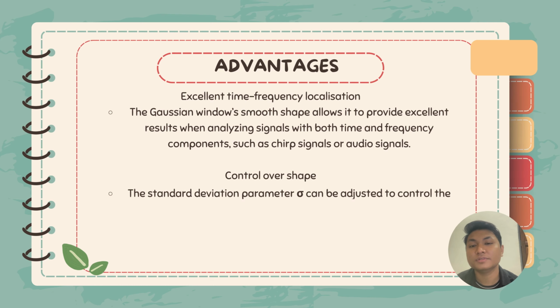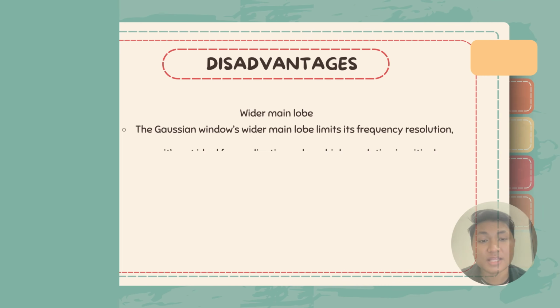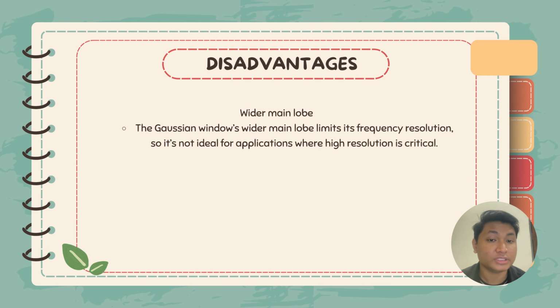There are many advantages of using the Gaussian window, but I will only talk about two of them now. The Gaussian window's smooth shape allows it to provide excellent results when analyzing signals with both time and frequency components, such as chirp signals or audio signals. Next, the standard deviation parameter, sigma, can be adjusted to control the window shape and frequency characteristics, giving it flexibility in design. Meanwhile, the disadvantage of this Gaussian window is that its wider main lobe limits its frequency resolution, so it's not ideal for applications where high resolution is critical.